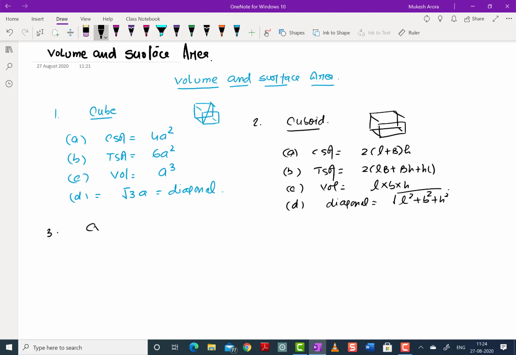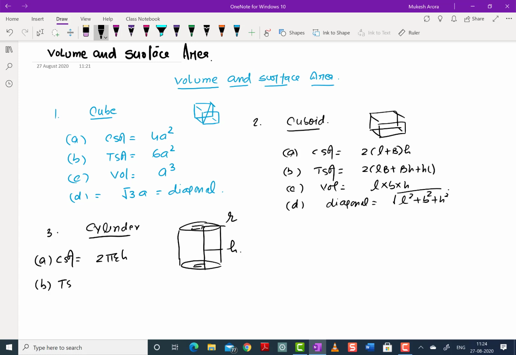Third is cylinder. This is the radius, this is the height. First of all is the curved surface area. Curved surface area, meaning excluding base and top, is 2 pi r h. B. Total surface area is curved surface area plus area of base and top. C. Volume is pi r square h.